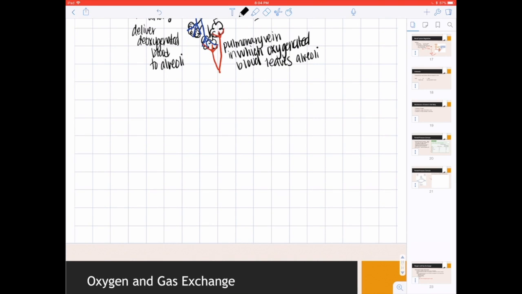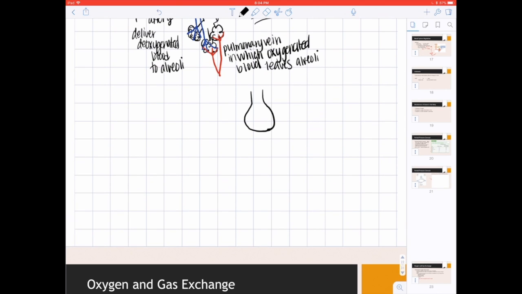Now let's zoom in even further into one singular alveolar sac, and let's look at what's happening there. So oxygen is coming in to the alveoli. And we know that CO2, when we breathe out, is going to be leaving the alveoli.